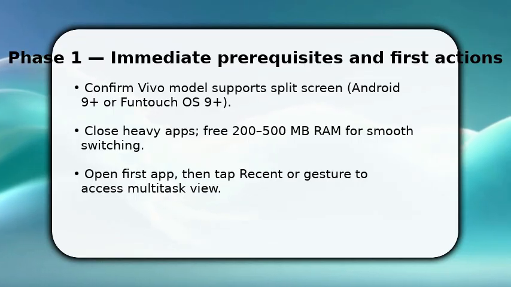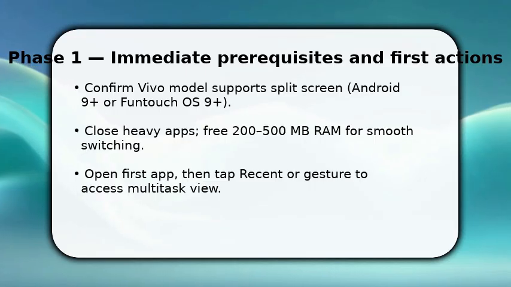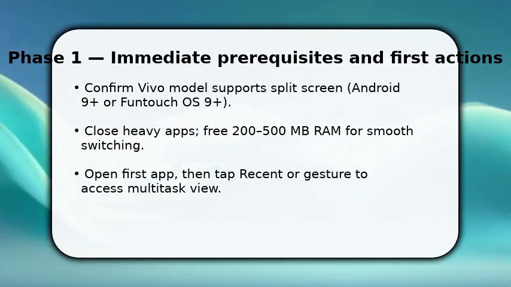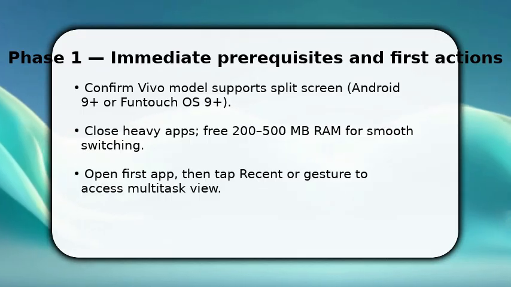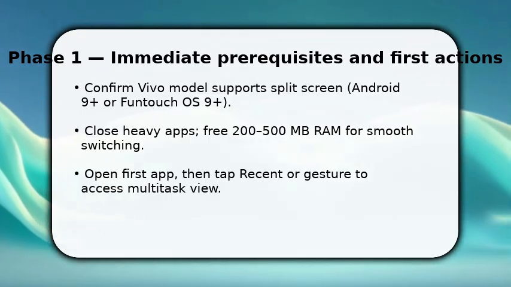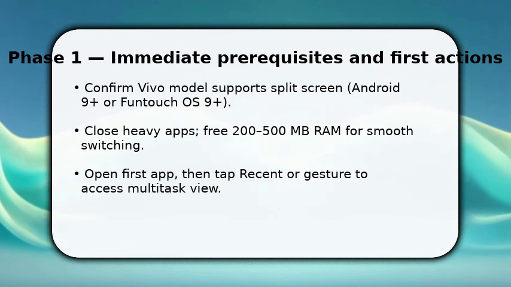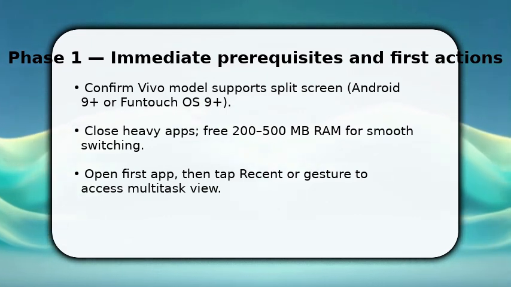Now open the first app you want, then access recent apps using the gesture or recent button. You're doing this to lock a stable primary window. Make sure that app is active on screen. This immediate setup prevents crashes and keeps the second app responsive when you trigger the split screen command next.